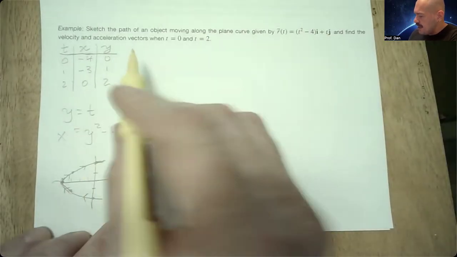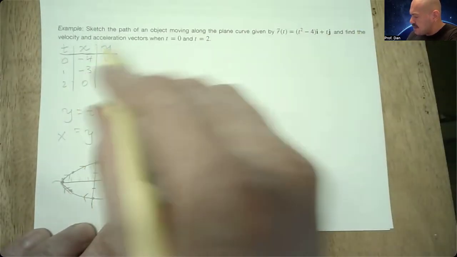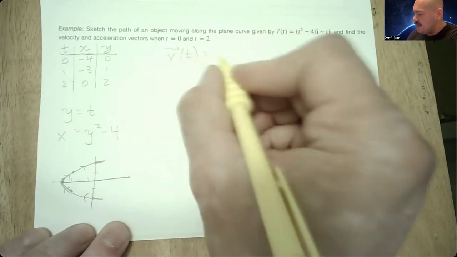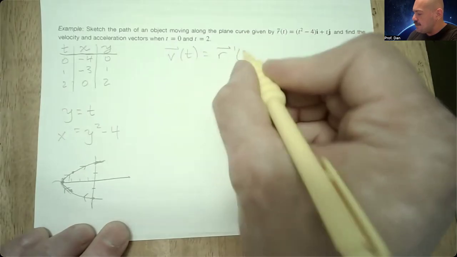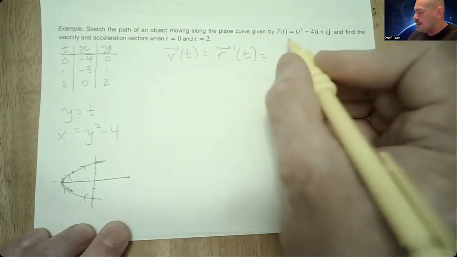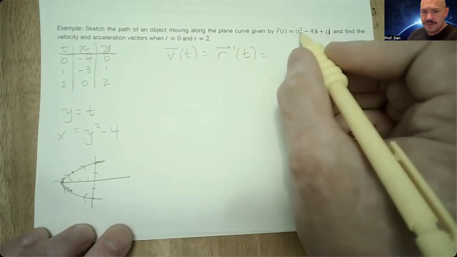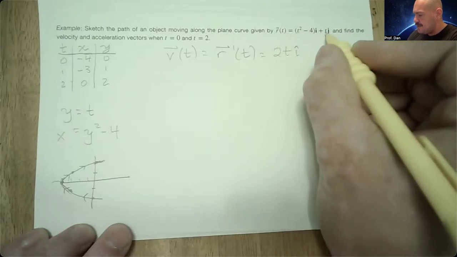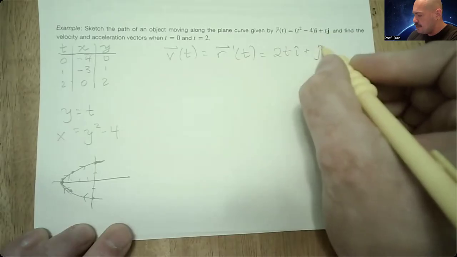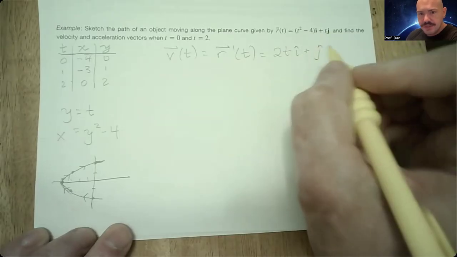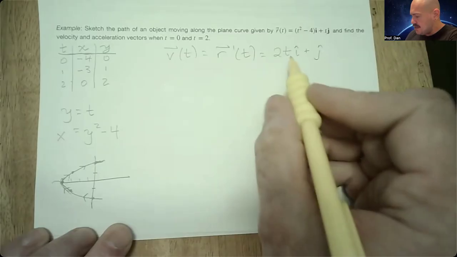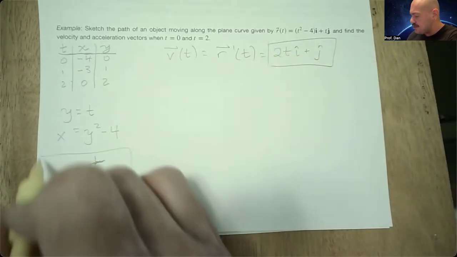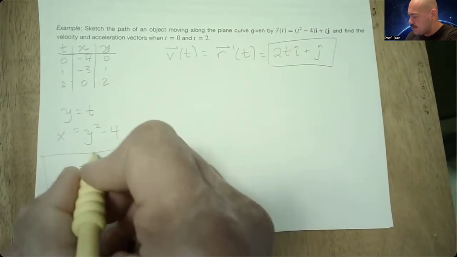The next thing we look at is to find the velocity and acceleration vectors. So velocity, often denoted by v of t, is going to be the derivative of my position vector r. So derivative of this component will just be 2t. So we have 2ti. Derivative of t would be 1. So 2ti plus j. And that's our velocity vector. This is our sketch. Label x, label y.